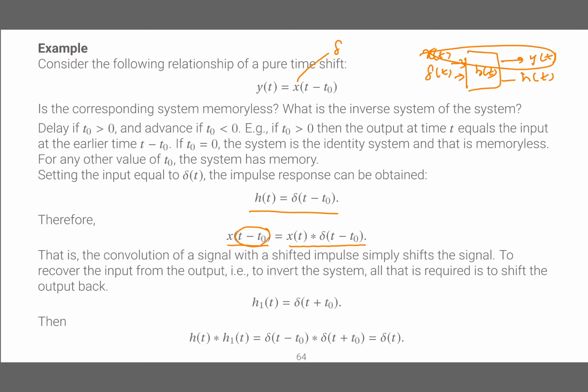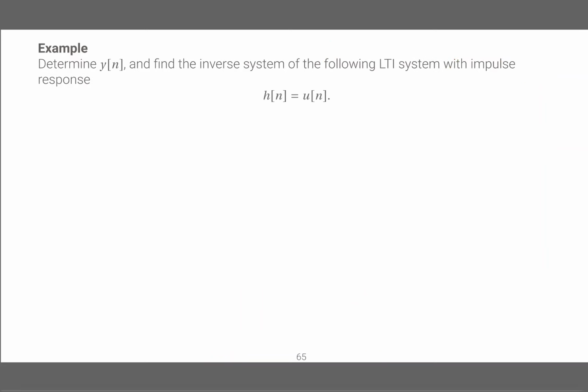To recover the input from the output, that means to invert the system, all that is required is to shift the output back. So the inverse system h1(t) is delta(t plus t0) instead of delta(t minus t0). Therefore, if you convolve h(t) and h1(t), delta(t minus t0) convolved with delta(t plus t0), you get delta(t). You can try that on your own.